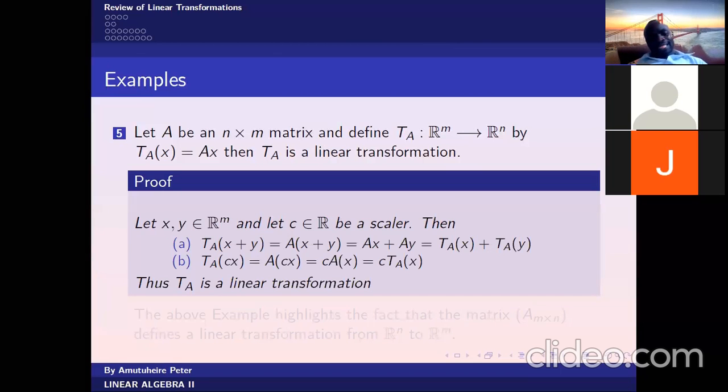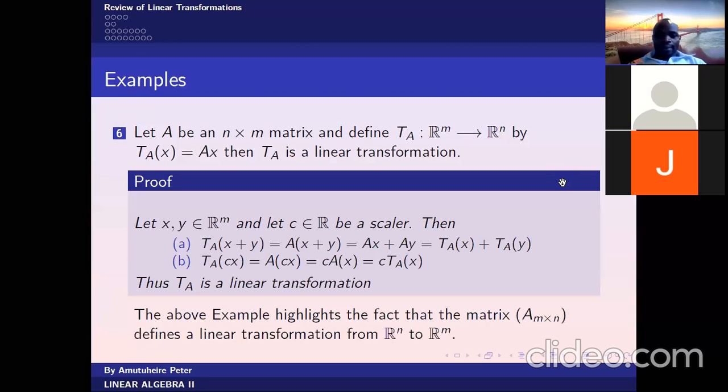Now, before I proceed to the next example, the above example highlights the fact that this matrix A is an n by m matrix, so this should have been n by m, sorry. So an n by m matrix defines a linear transformation from Rm to Rn. That means that whenever we have a matrix, it defines a linear transformation. The m's are the columns and the n's are the rows.